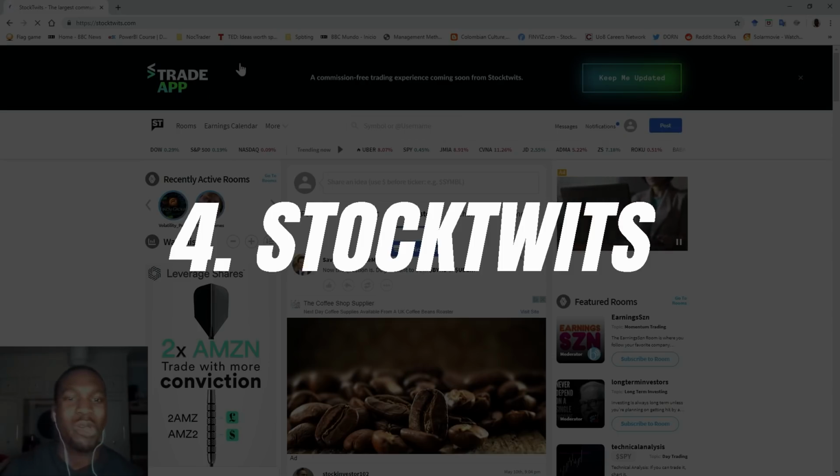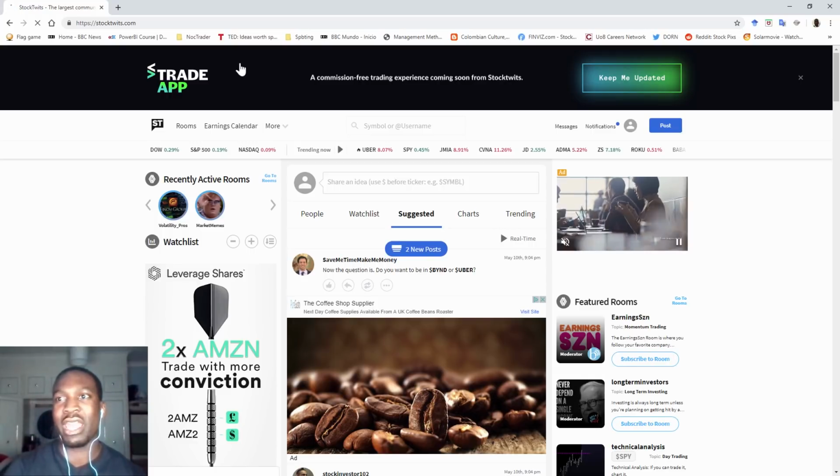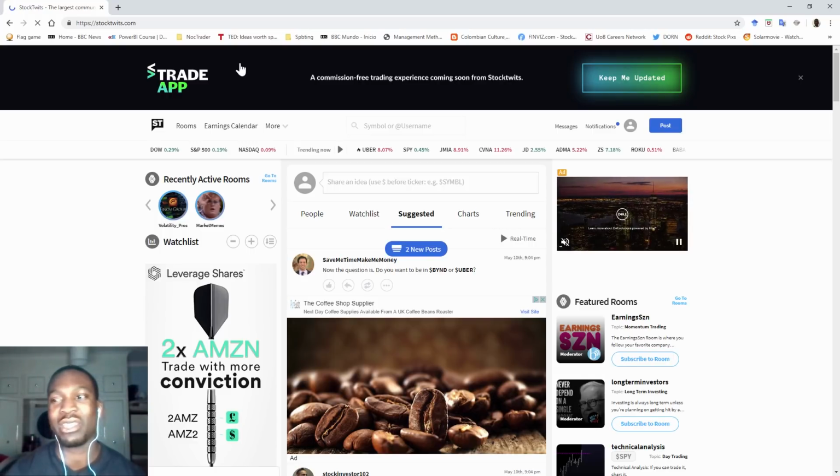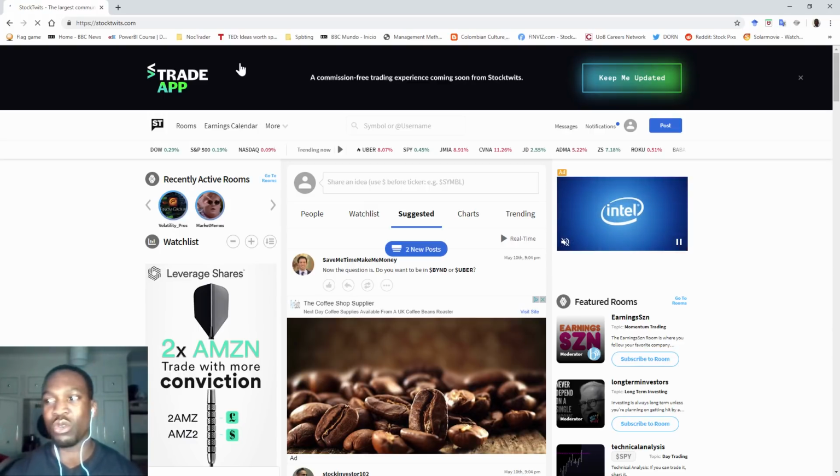Number four is StockTwits. As you can tell by the name, it's supposed to be a Twitter, but for the stock market. Kind of similar user interface to Twitter, a little bit clunkier. I don't really like it. It's too advertisement heavy, I think, in my personal opinion. But it's basically like Twitter, but for stocks.